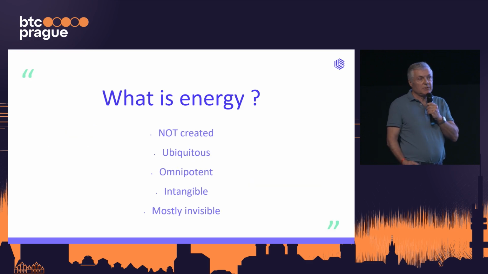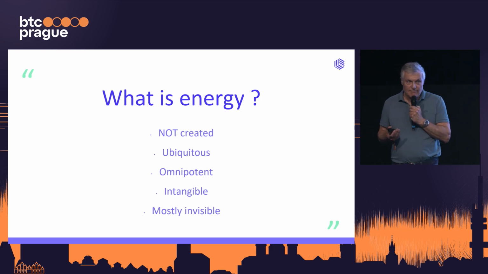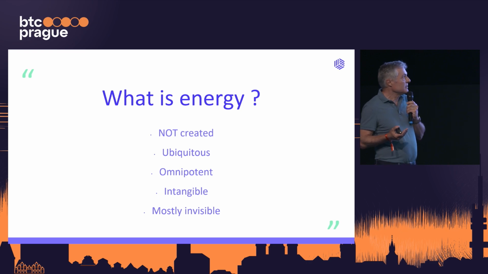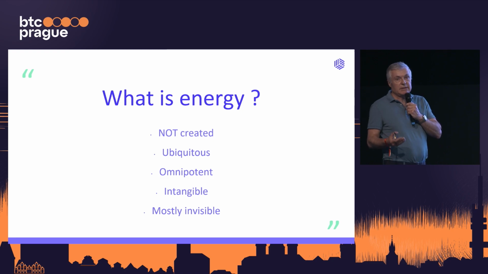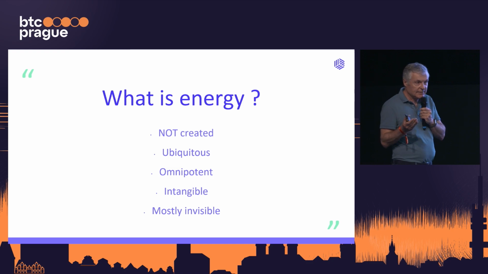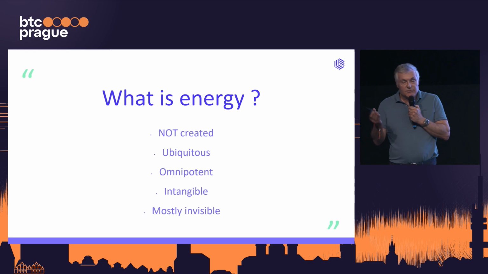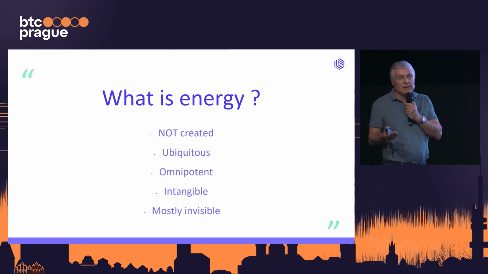We can also try to define energy by its attributes, its properties. So we have not created, that's a consequence of the first principle. It cannot be created, cannot be destroyed. Therefore, it has no beginning and no end. It's ubiquitous, it's everywhere. Everywhere you look at matter. Matter is a form of energy. Light is a form of energy. In fact, you can see matter only because there is light. You cannot see other forms of energy.